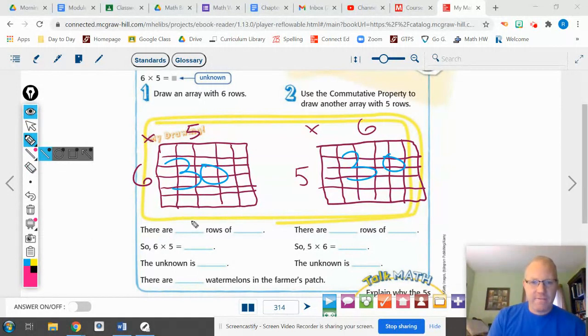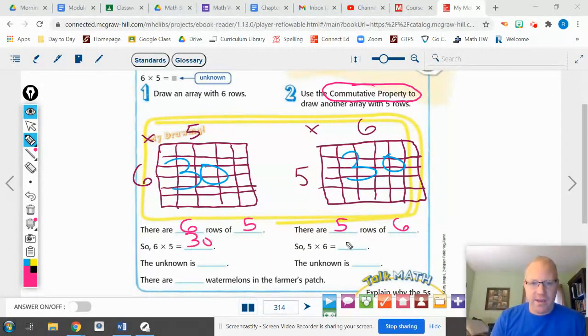So there are 6 rows of 5, and over here there are 5 rows of 6. Now again, this is just proving the commutative property of multiplication. So 6 times 5 is 30, so 5 times 6 is 30. The unknown number is 30. And that means that there are 30 watermelons in the farmer's patch.